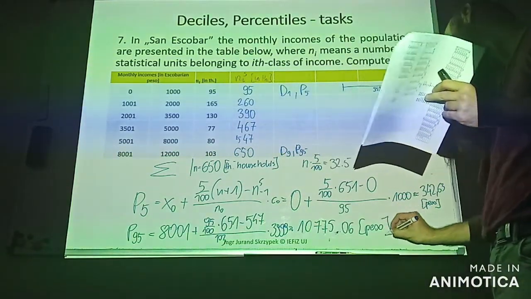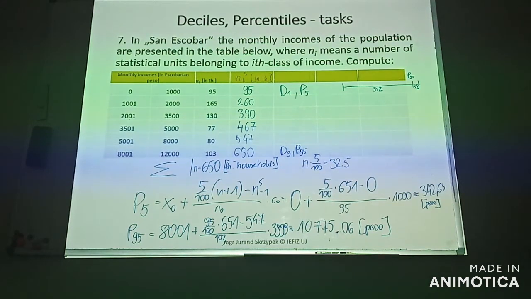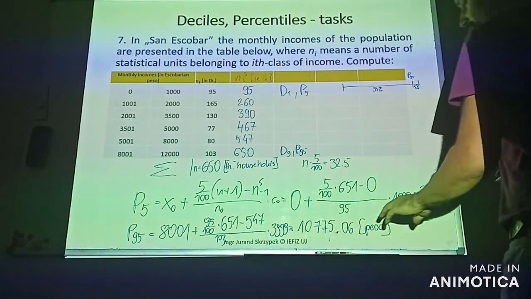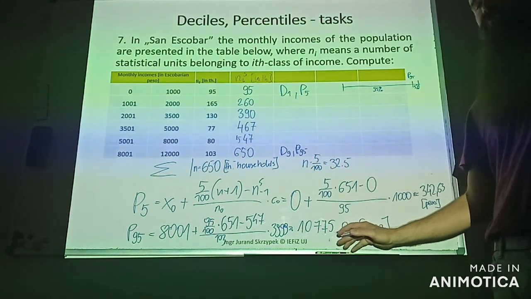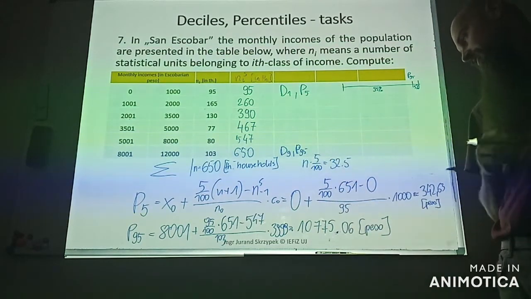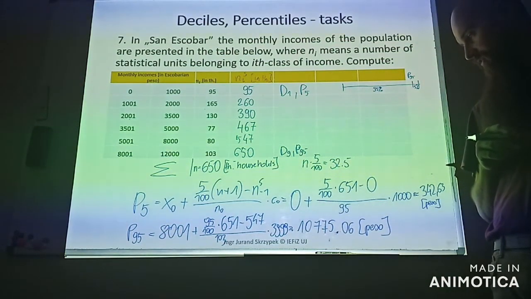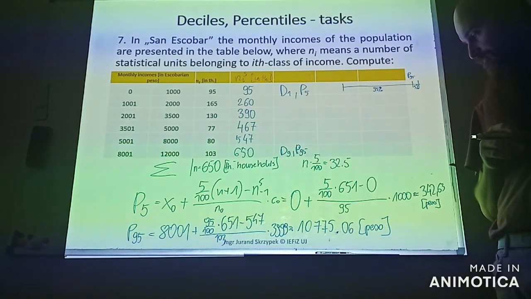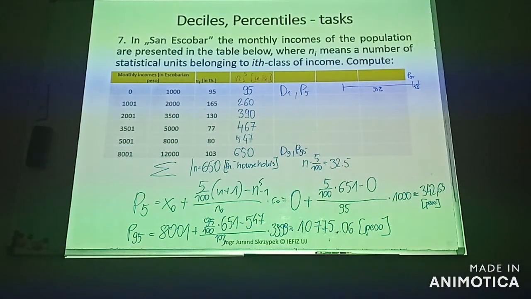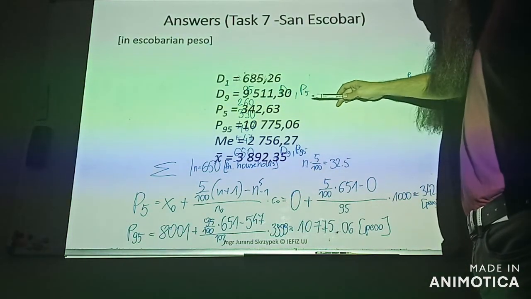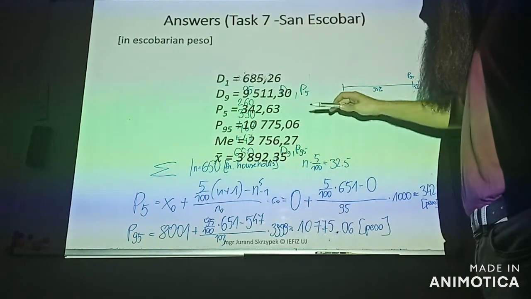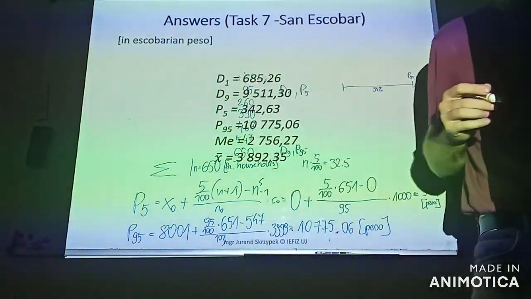So the 5% of the richest households in San Escobar are characterized by monthly incomes not lower than 10,775 pesos. All right. My answers are correct, so everything went fine.